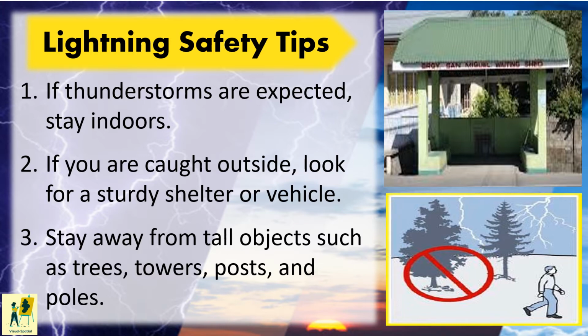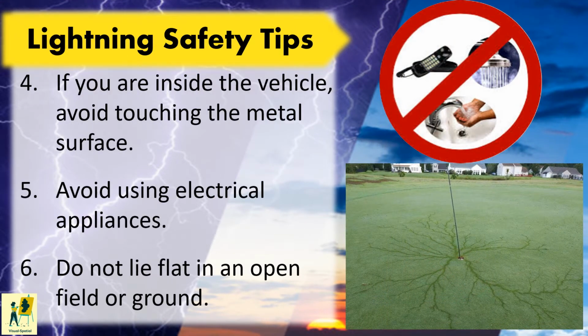First, if thunderstorms are expected, stay indoors. If you are caught outside, look for a sturdy shelter or vehicle. Number 3, stay away from tall objects such as trees, towers, posts, and poles. Number 4, if you are inside the vehicle, avoid touching the metal surface. So keep your hands to yourself. Avoid using electrical appliances; if possible, you can turn them off. Do not lie flat in an open field or ground.